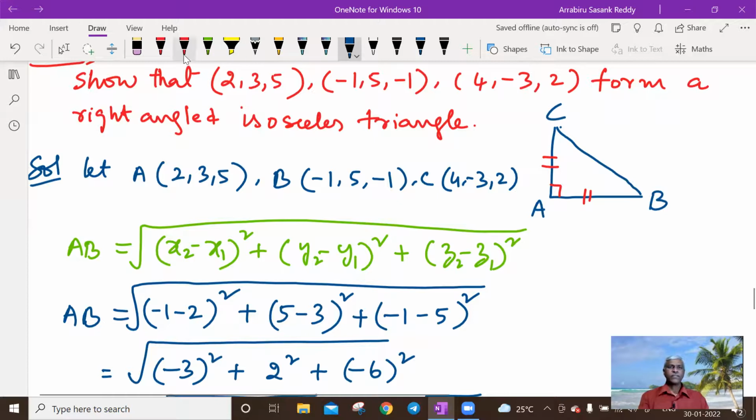You can observe this also. If this question is asked, at which vertex is the angle 90 degrees?